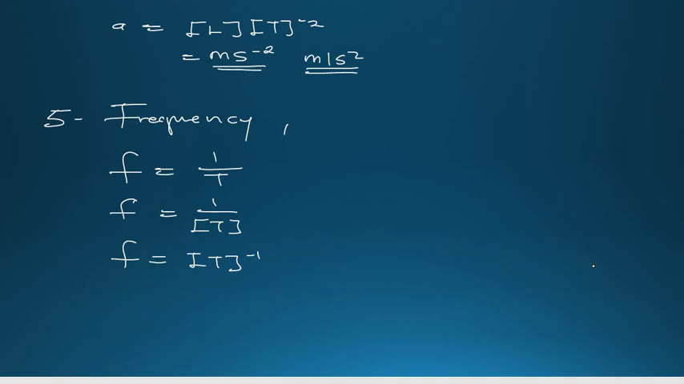And these are the dimensions of what? Of frequency. If you are asked in a question to use the dimensions of frequency, that's how you go about it. Now, what about the units of frequency? Since the unit of time is seconds, we're going to raise it to the power negative 1, and this is equivalent to 1 hertz.